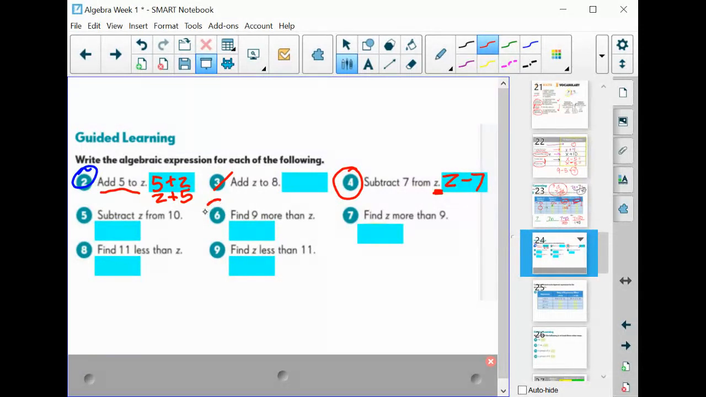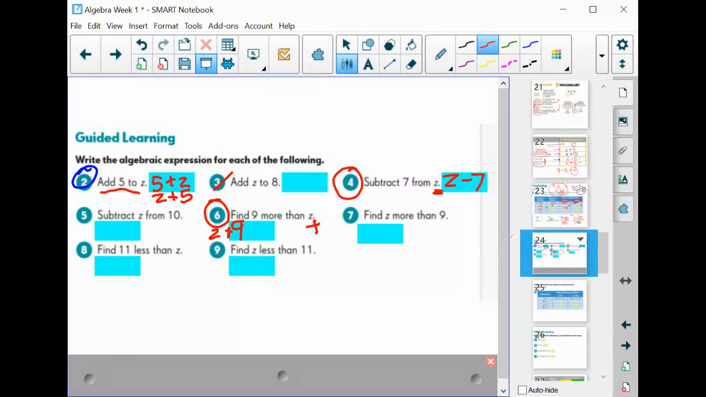Let's go to this one right here. Find 9 more than z. Okay, so "more than" gives me this clue word that the operation we're going to use is addition, and we are going to write 9 plus z, or z plus 9. We know that order could be flipped around too with addition.